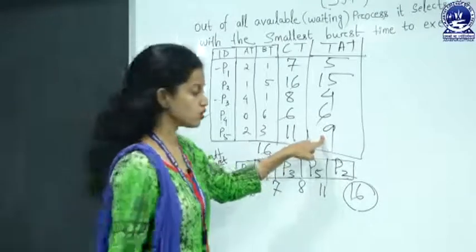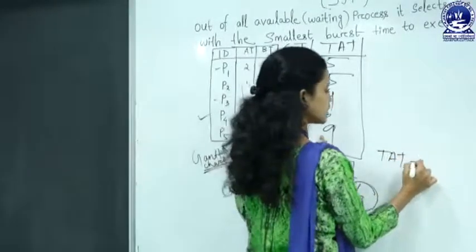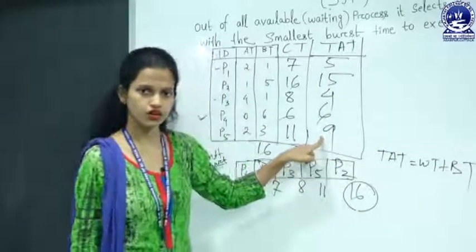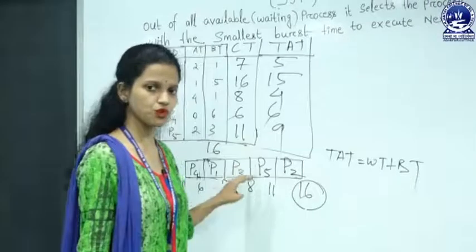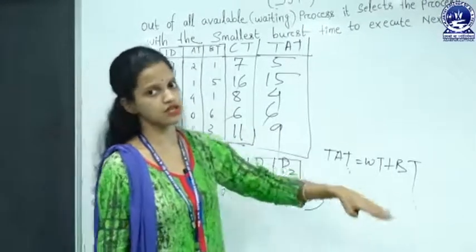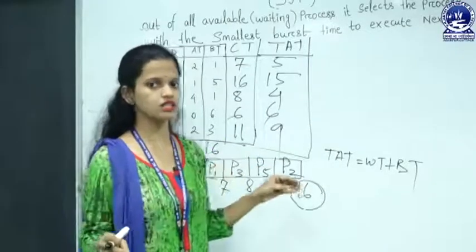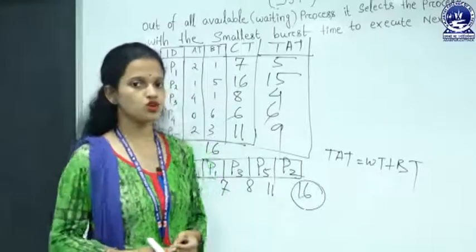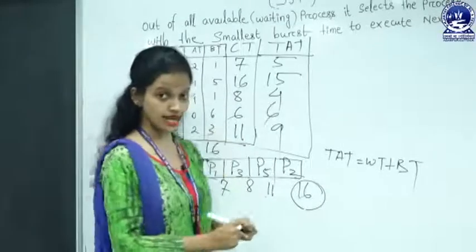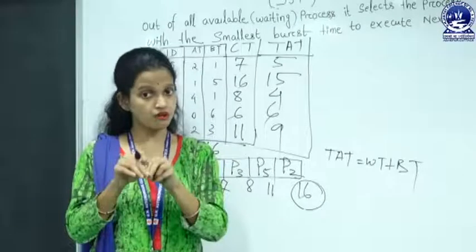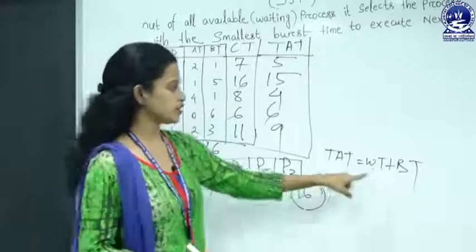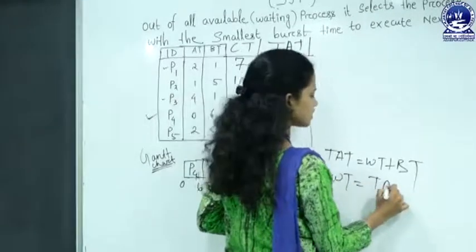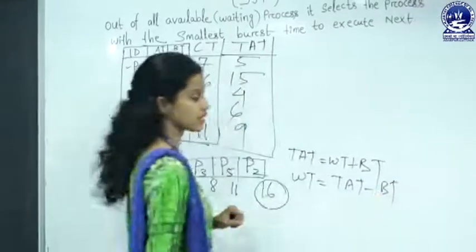In other words, we can say turnaround time equals waiting time plus burst time. During the execution, from the arrival of a process in the ready state until its completion, somewhere it is executing and somewhere it is waiting. So if you remove the burst time from that time interval, the waiting time is calculated. So what is the waiting time? That is turnaround time minus burst time.